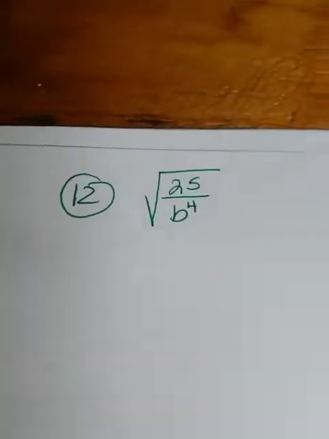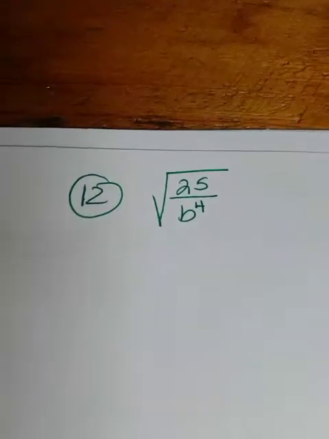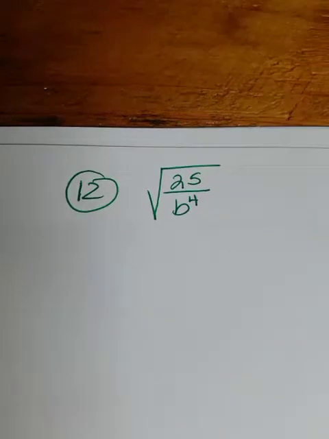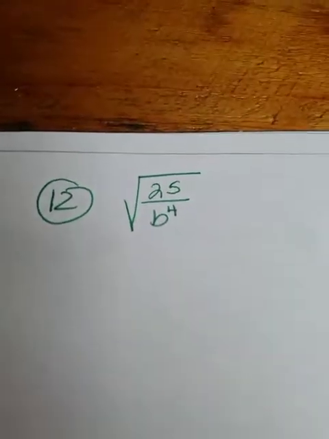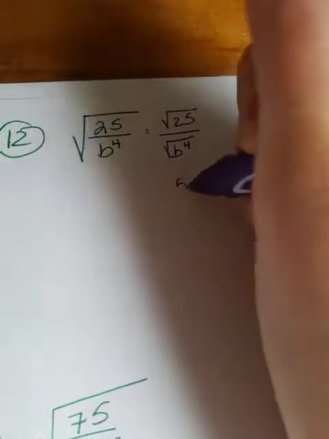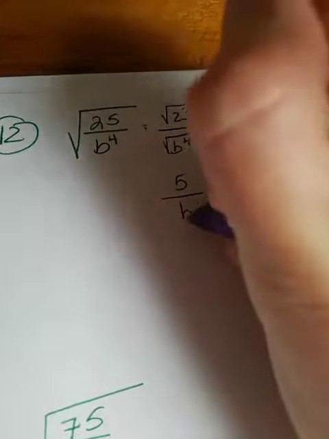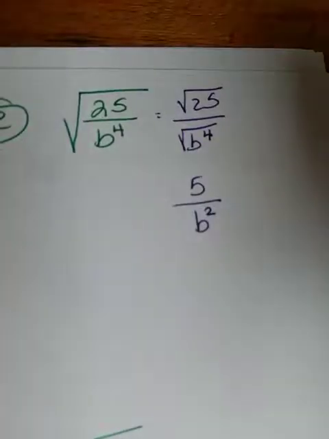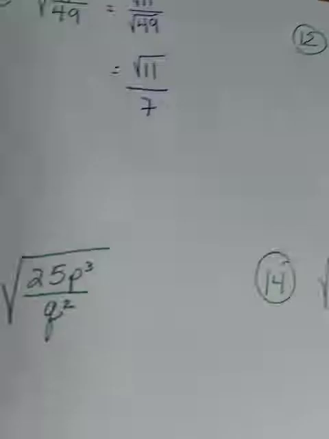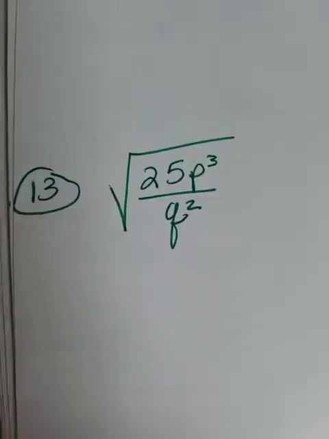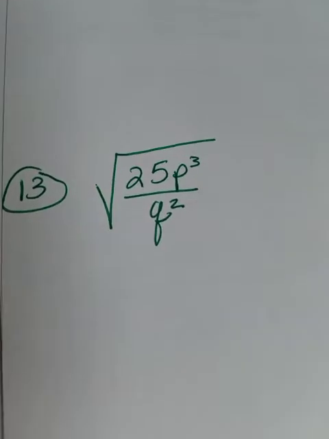Okay, now we're going to change things up. 12. Here you are with your variables. So again, 25 and b to the fourth, can't simplify that as a fraction, 25 over b to the fourth. So I'm going to take the square root of each. Square root of 25 over the square root of b to the fourth. Square root of 25 is 5. 4 is even, so I use my trick of 4 divided by 2. My answer on the bottom is b squared. 5 over b squared. Cannot be simplified. That's my answer.